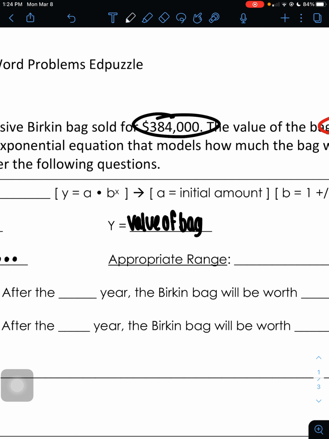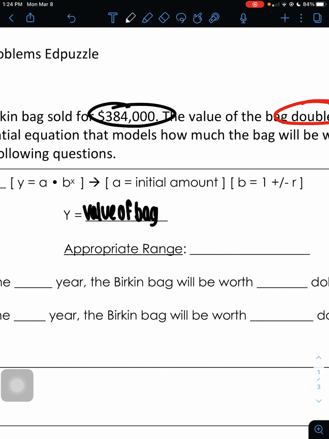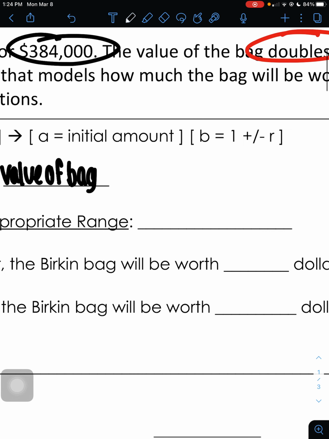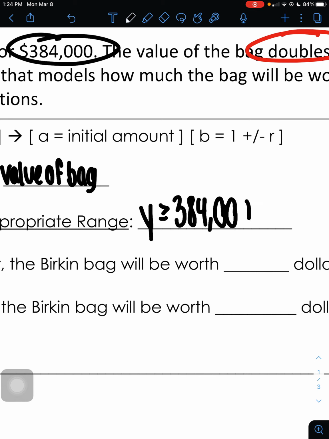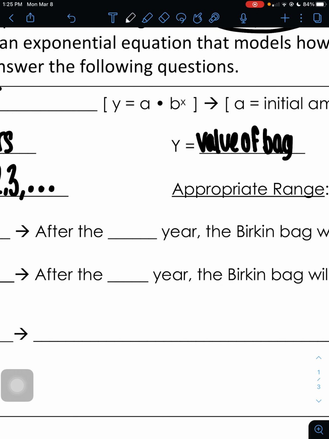Will it ever be $50? And hopefully you guys are saying no, it can't be anything less than $384,000, because that's how much we started with, and it's doubling every year, so it's increasing. So that's going to tell me that my appropriate range is going to be such that y is greater than or equal to $384,000. So just going back to Unit 1, revisiting those inequality signs, this one right here just means greater than or equal to, because y can be equal to 384,000. It is in the year 0 when we first bought it. But it's never going to be anything less than that because the price of our bag is doubling each year.